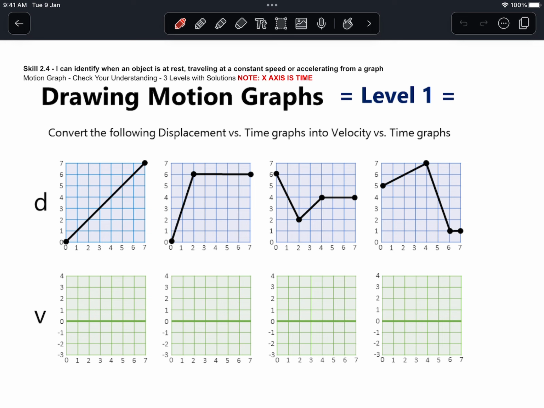Okay, good morning. I'm going to go over some of these motion graphs. I'm going to go over the first couple in each section, and that way you can hopefully see how it goes and complete them on your own.